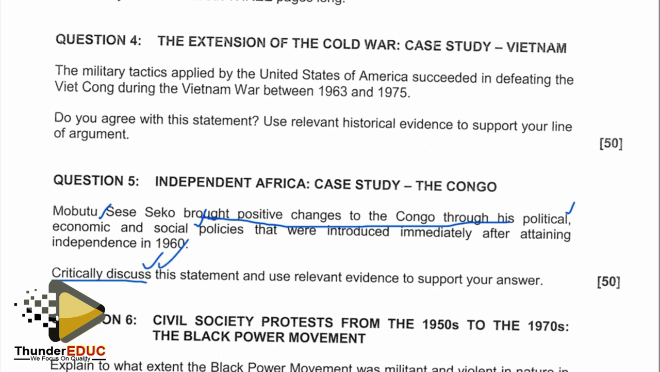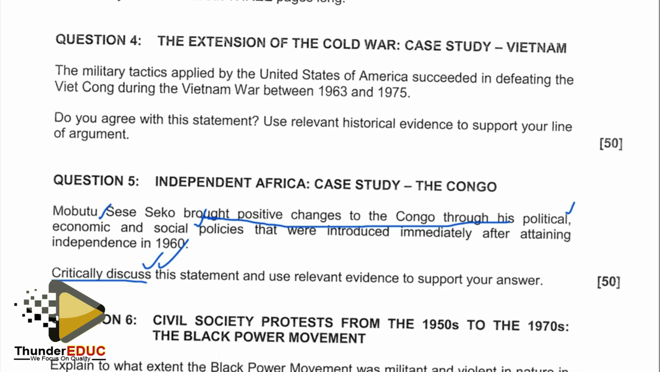In your line of argument, you need to adopt a line which shows that you are approving or disapproving the statement. What are we saying here? Approving the statement means we are saying it is historically correct, that Mobutu brought positive changes to the Congo, and your argument will be biased towards that side. You are saying whatever Mobutu did when he got into power brought something positive to the politics, the economy, and the society of the people of Congo. However, it's a critical discussion.